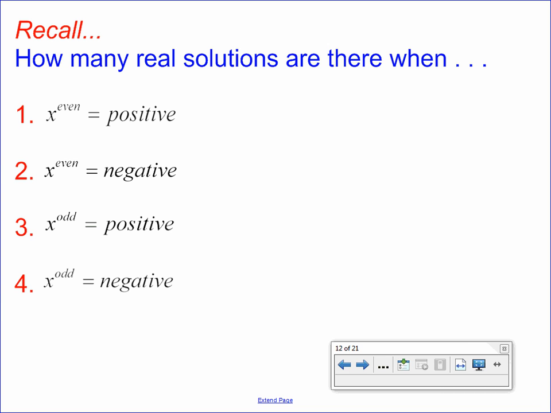Go ahead and tell your partner how many solutions we should be on the lookout for number 1. That is x to the even integer exponent set equal to a positive constant. How many solutions should there be for number 1? All right, what do you guys think? Carson and Dakota? 2. Raise your hand if you had 2.